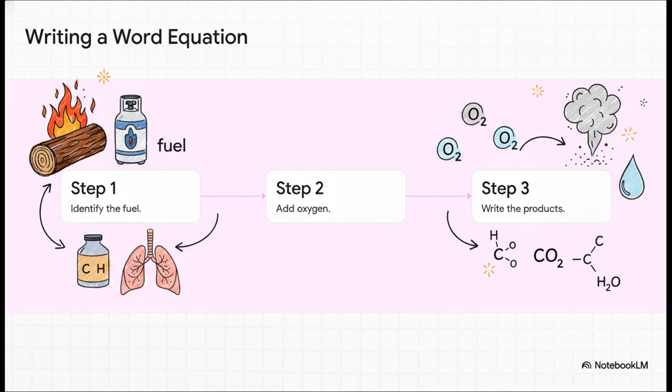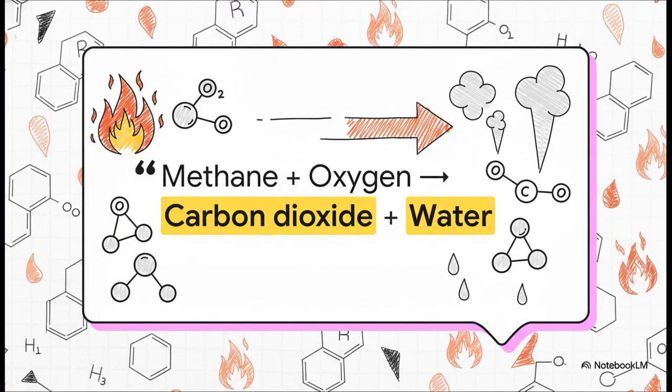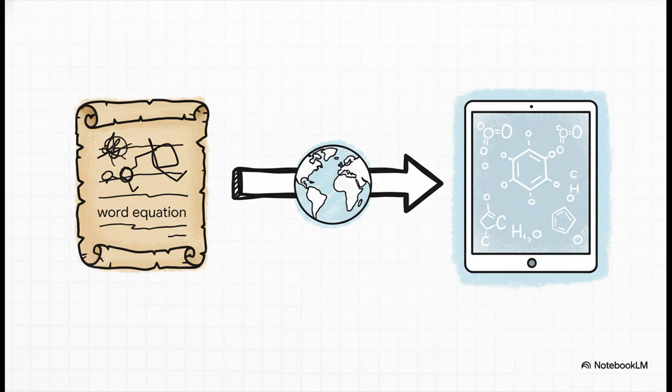Then, on the right side, you just write what was created, the products. So let's take the complete combustion of methane. Our fuel is methane. It reacts with oxygen. That little arrow in the middle just means turns into or produces. And the products, our chemical fingerprints, are carbon dioxide and water. See? Simple as that.